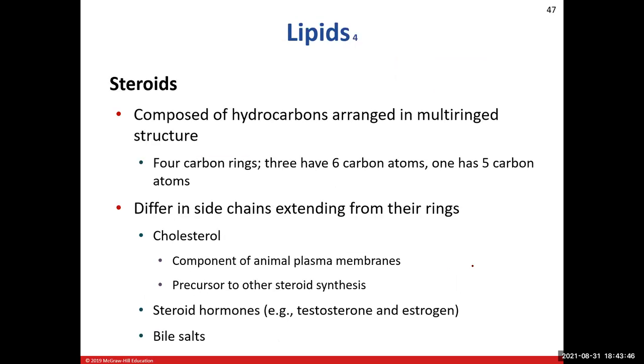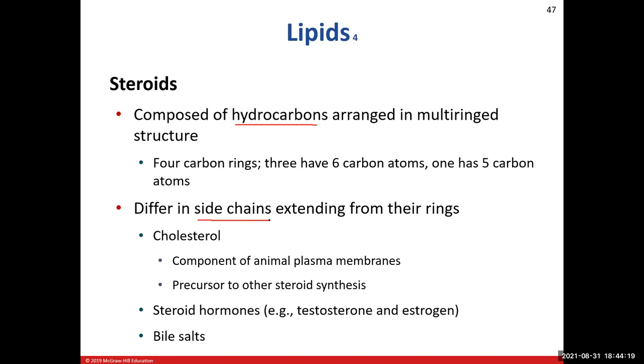All right, the third type of lipid are the steroids, okay? Steroids are gonna be ringed structures made up of hydrocarbons. There's four rings in a steroid. The first three have six carbons in their rings, and then the last one has five carbons. Now, these rings will have what we call side chains that hang off of them. And depending on what that side chain is is going to determine what type of steroid we have.